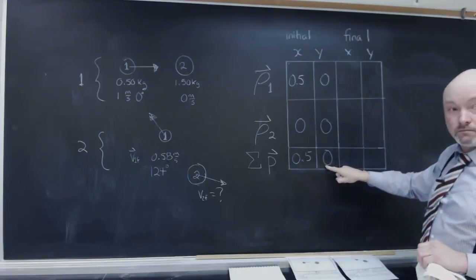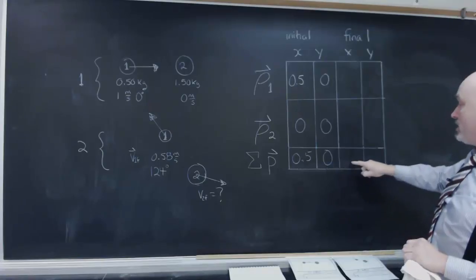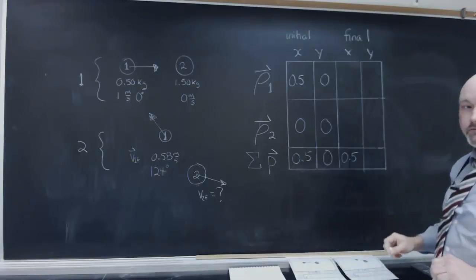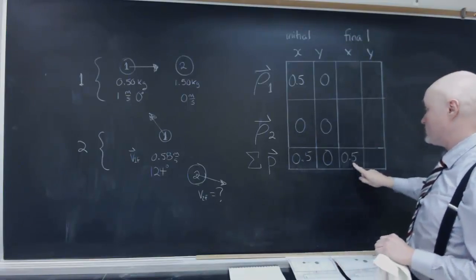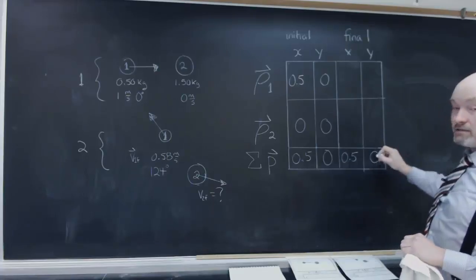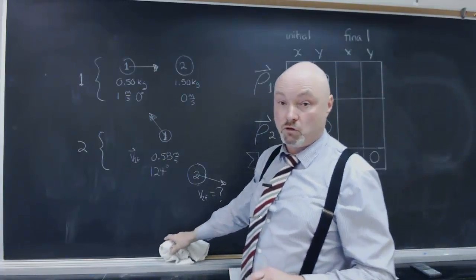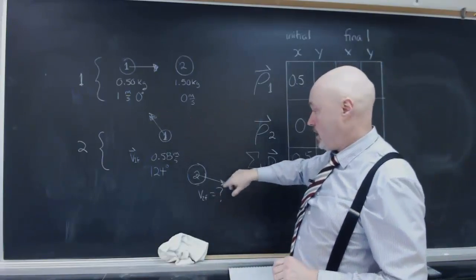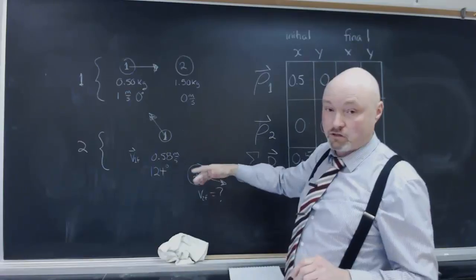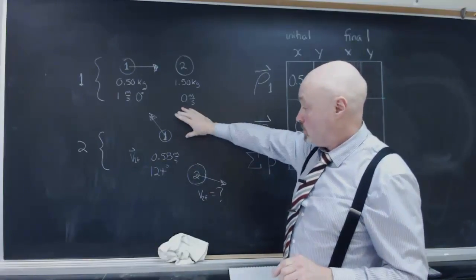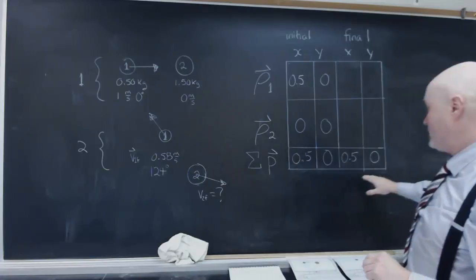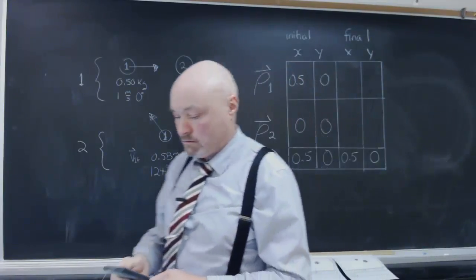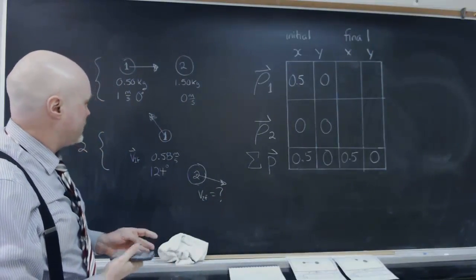Because momentum before is preserved, the total final momentum in the x direction also has to be 0.5 kilogram meters per second, and whatever it adds up to in the y direction, it has to add up to 0. Even though we have our balls running off in different directions, and you can see there is a y component to the velocity, when we add the momentums together in the y direction, they're going to have to add up to 0.